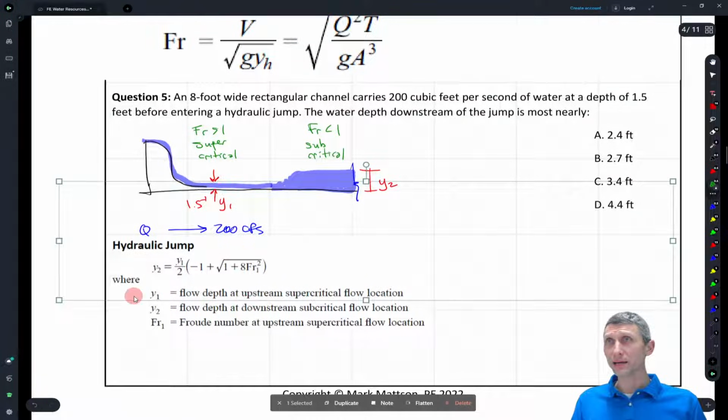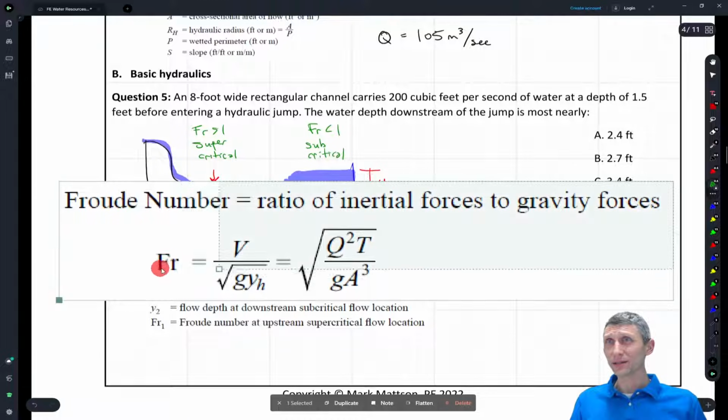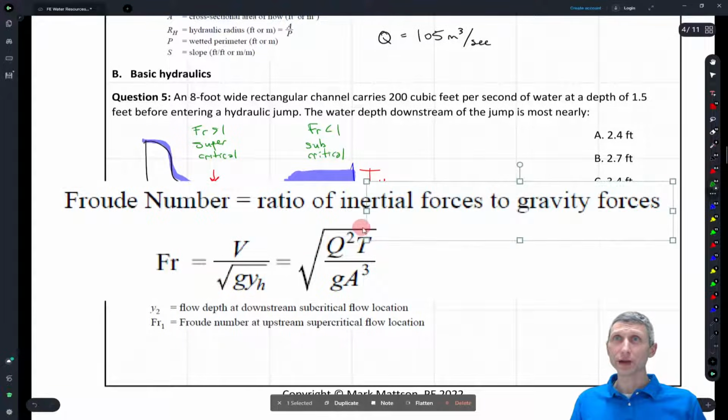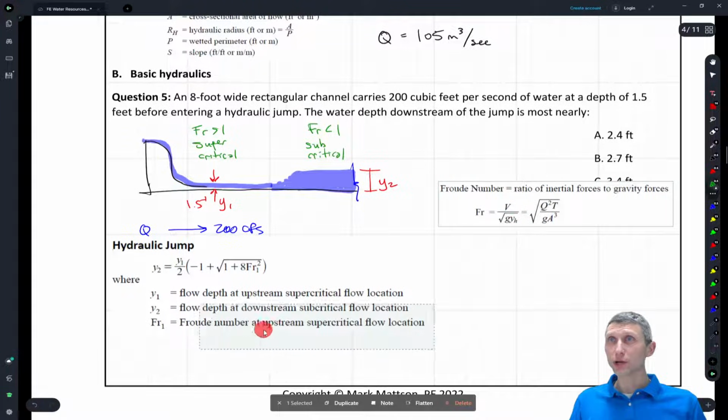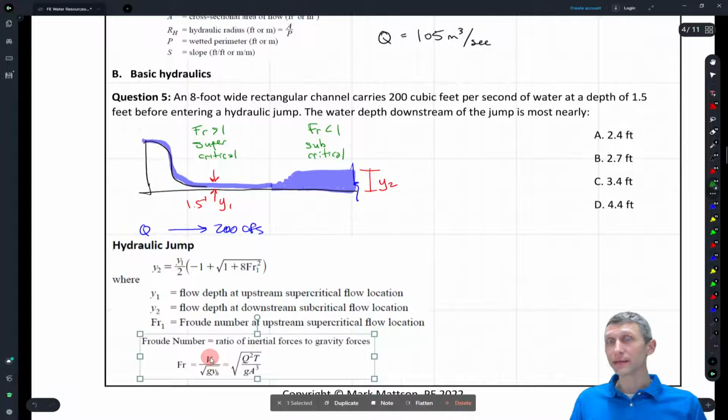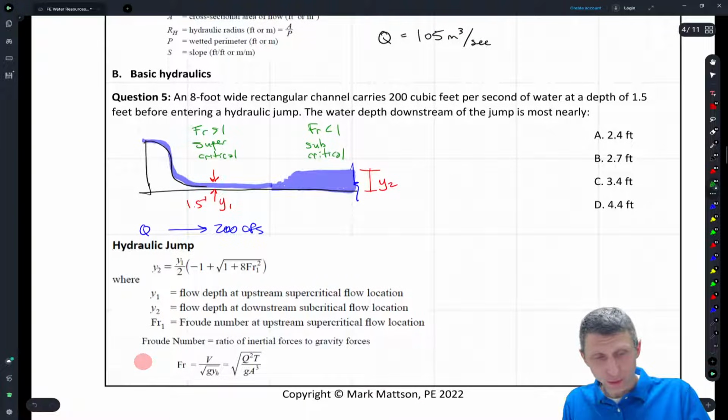So I'm gonna bring this down here because I want to get this equation right, and I don't want to screw it up. Okay, so I'm going to bring my Froude number equation in, and let's solve for the Froude number, and then we can solve for our depth downstream of the jump. So step 1, we're just going to solve for Froude, and that's going to look like this.